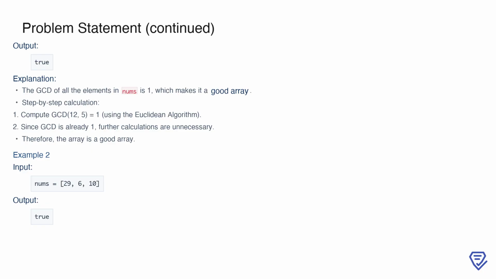Another example is nums equals 29, 6, 10. Here too, the output is true because the GCD of all the elements is 1. Step by step, we compute the GCD of 29 and 6, which is 1. And since the GCD is 1 at this stage, the array is a good array.